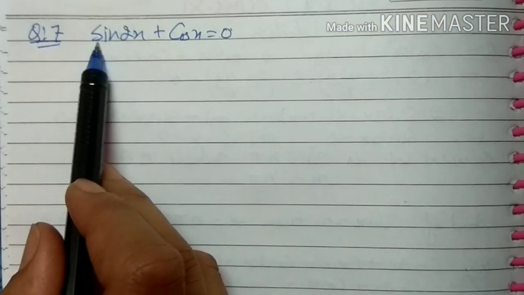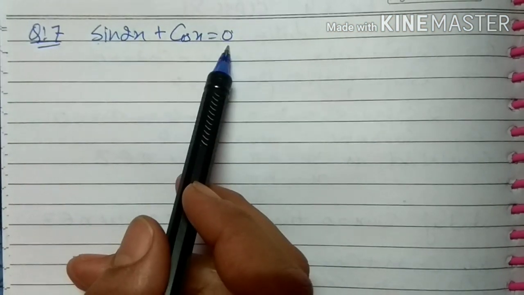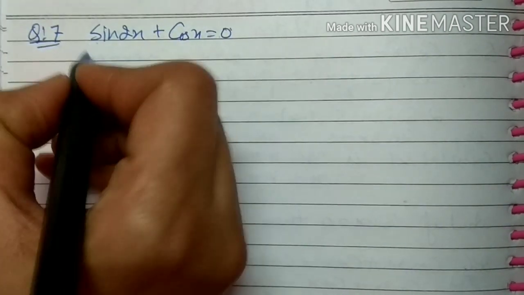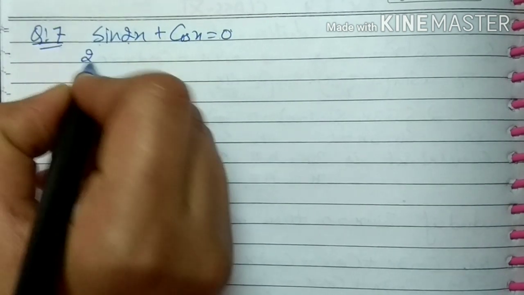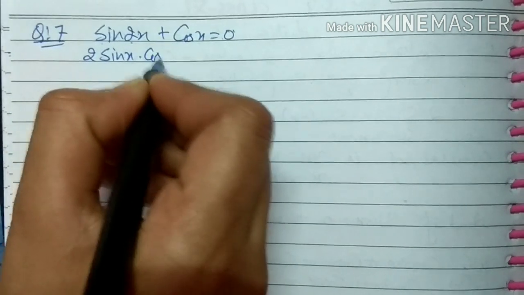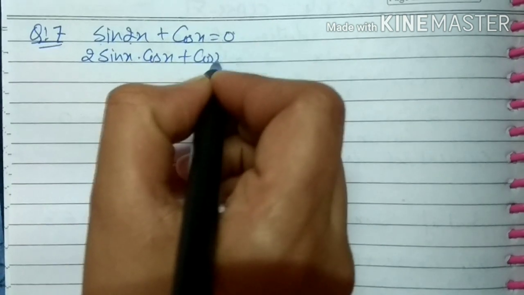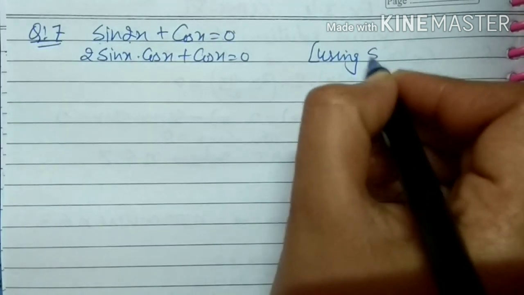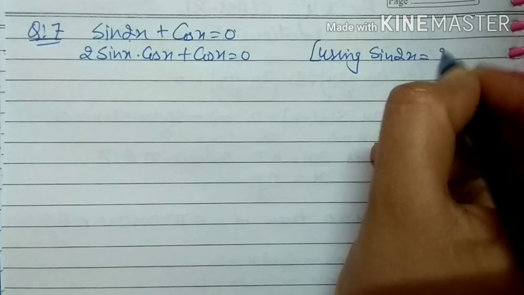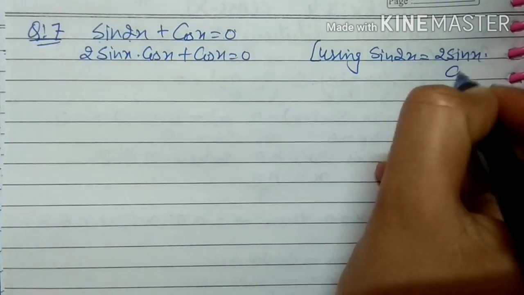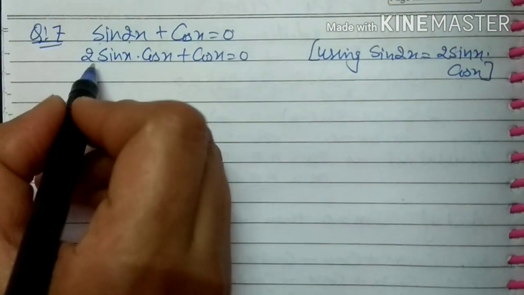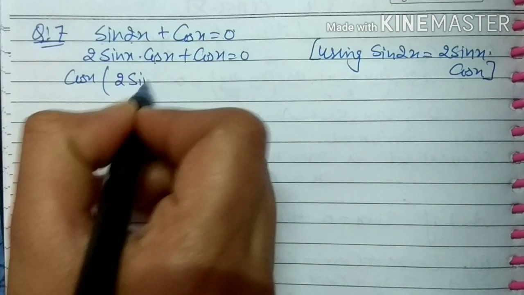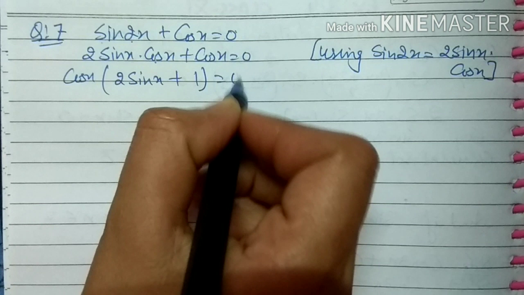Let us see the question number 7. We have sin 2x plus cos x equals to 0. We have to find the general solution for this trigonometric equation. So let us start using the formula of sin 2x. We know that sin 2x is 2 sin x into cos x plus cos x equals to 0. We can write the formula here using sin 2x equals to 2 sin x into cos x. So now we can take the common cos x. We get (2 sin x plus 1) equals to 0.